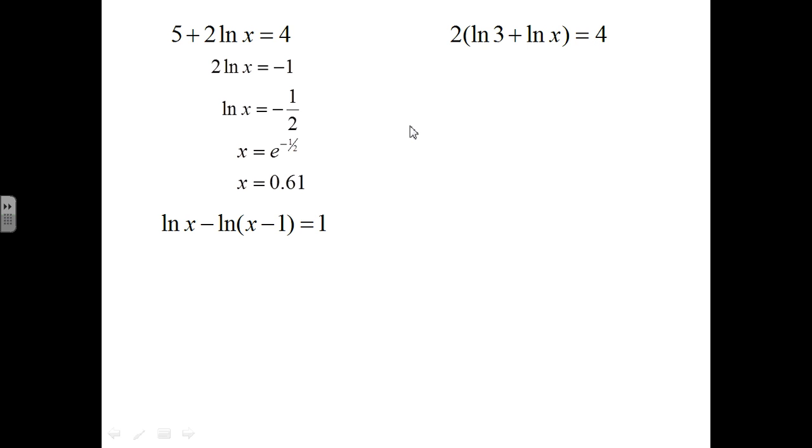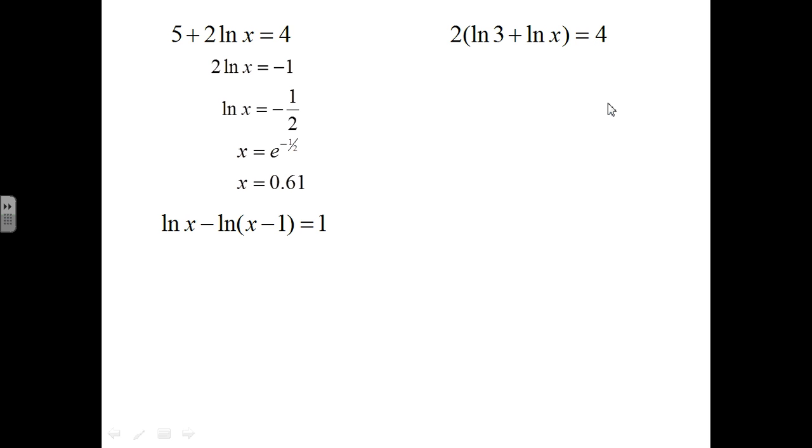All right, next one. We have 2 times the natural log of 3 plus the natural log of x is equal to 4. There are quite a few ways that you can approach this problem, because it all depends on how you view it. Some people like to distribute the 2. Some people like to actually evaluate the natural log of 3. Others like to divide by 2 first of all to get rid of that, and that's actually my preference.